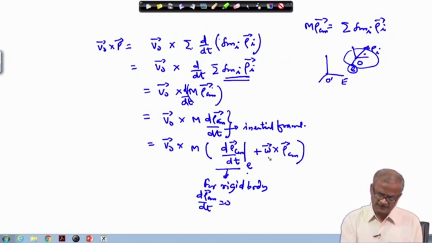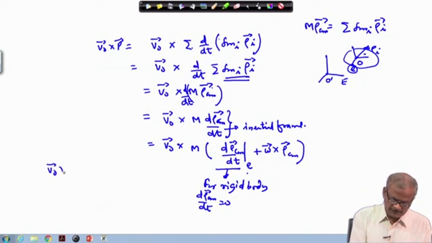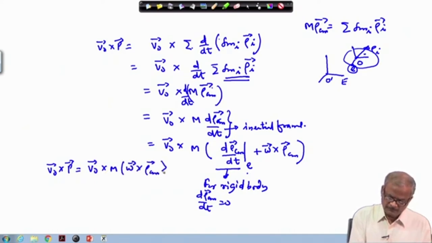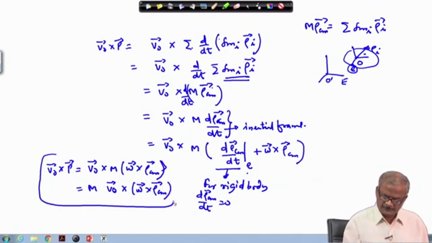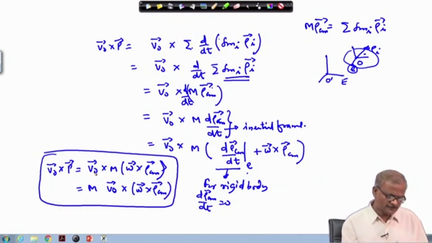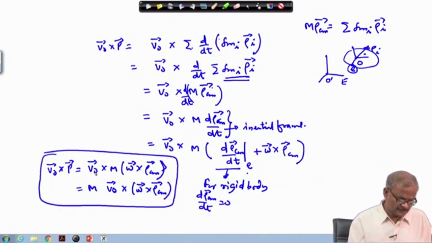So, this term goes to 0, and therefore V 0 cross P becomes V 0 cross m times omega cross rho c m. Okay, we can write this as V 0 cross omega cross rho c m. So, this is the particular expansion that we wanted to derive, and we have done it here.